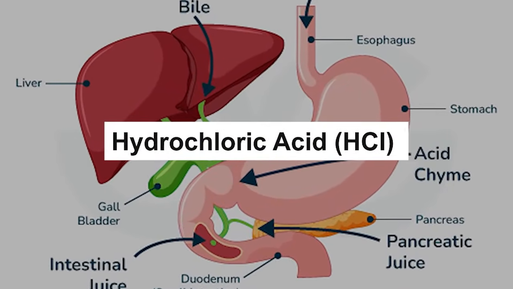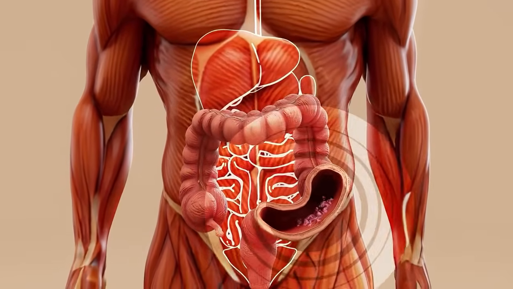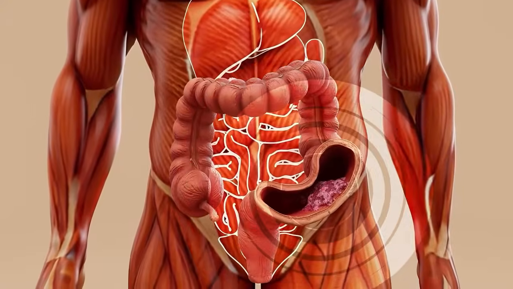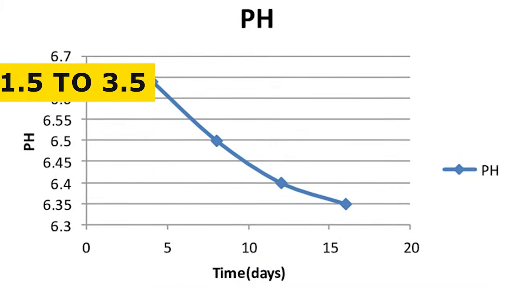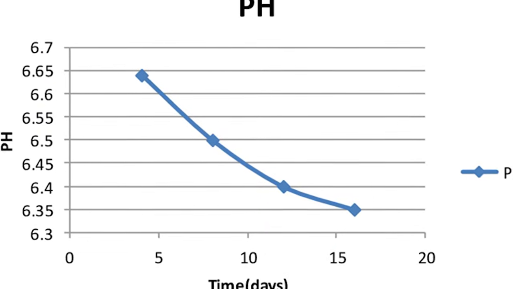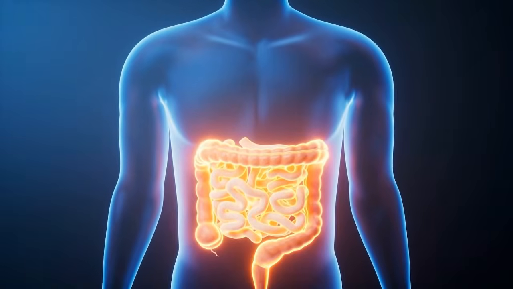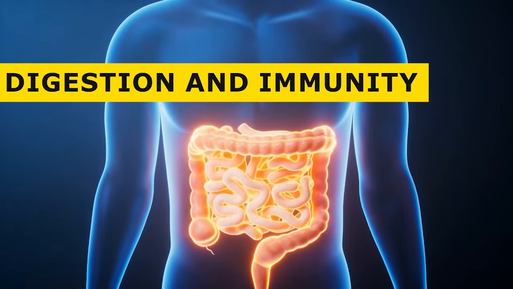Hydrochloric acid. Hydrochloric acid is secreted by the parietal cells and maintains the stomach's highly acidic environment, with a pH ranging from 1.5 to 3.5. This acid denatures dietary proteins, facilitates the activation of pepsinogen into pepsin, and destroys ingested pathogens, thereby playing a crucial role in both digestion and immunity.